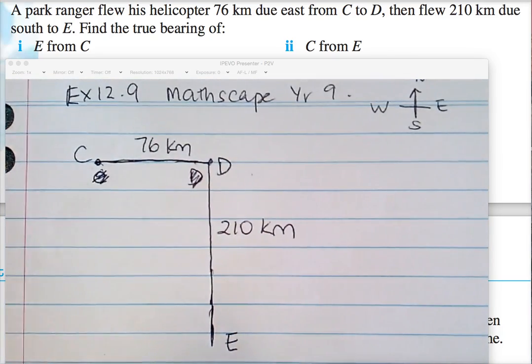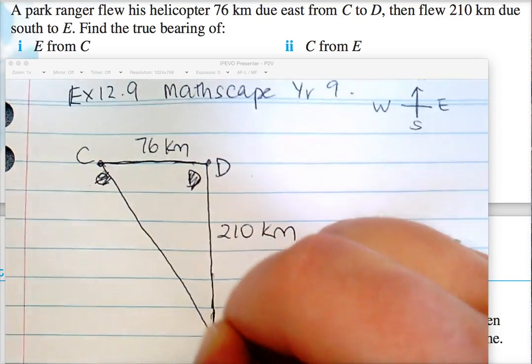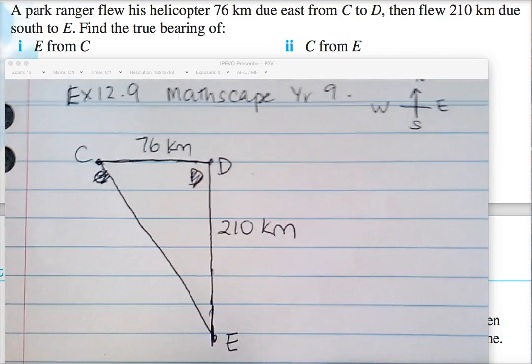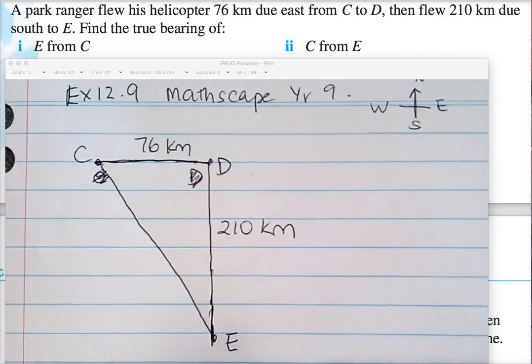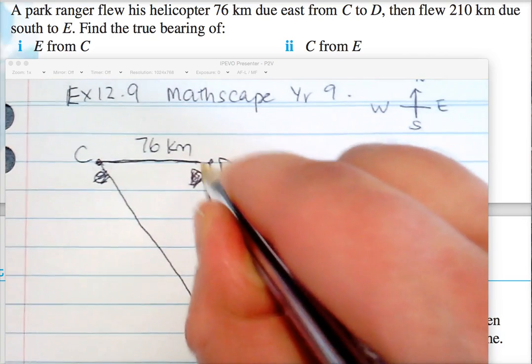If you don't try and draw it to some sort of scale, it will look really bad later when you try and do the bearings. They just won't make sense. So we've got 76 and 210, and I'm going to join them. And the question is to find the bearing of E from C. So this is a right angle.